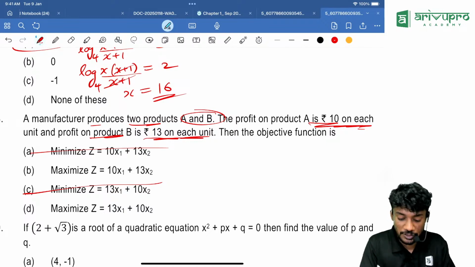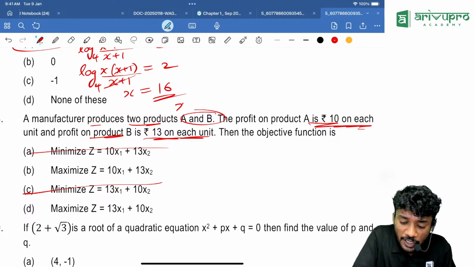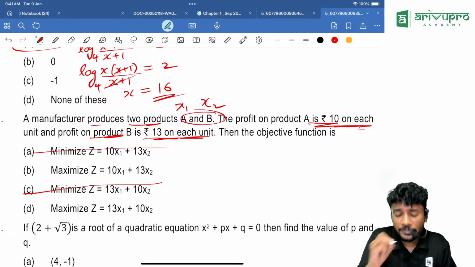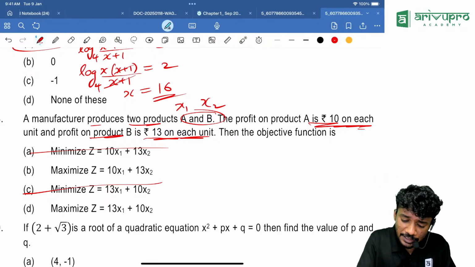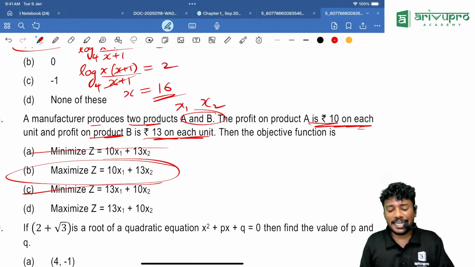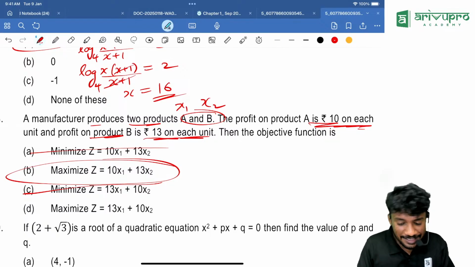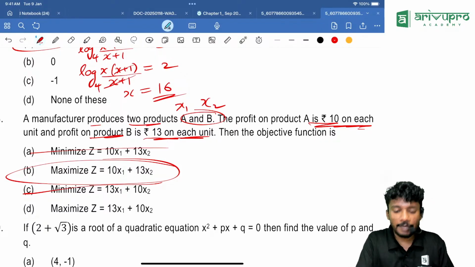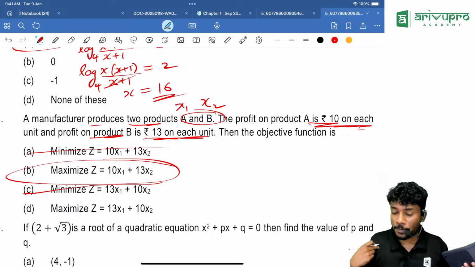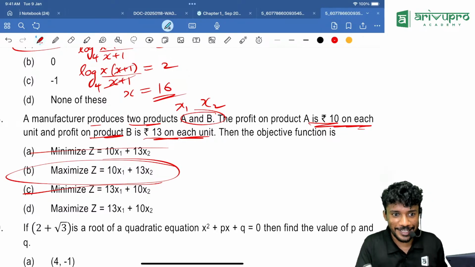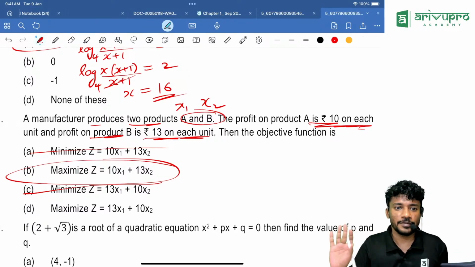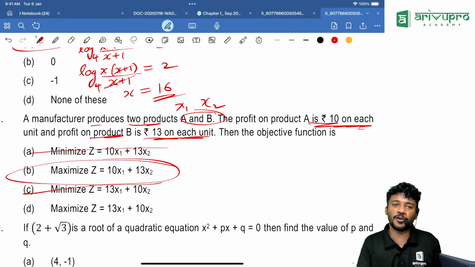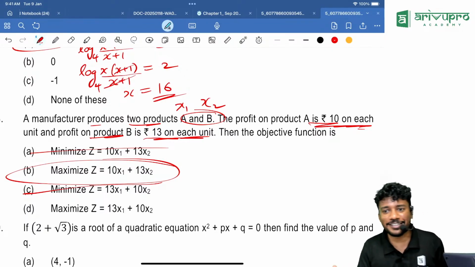Now we need to check which of the option is correct. We are calling A as x1, B as x2. What will be the answer? Yes, maximize 10x1 plus 13x2. If you take normally option D is also correct. If you are taking B as x1, can anyone stop us? Have they mentioned x1 is this? They have mentioned nothing. But usually they are aiming for option B. So option B is our answer.